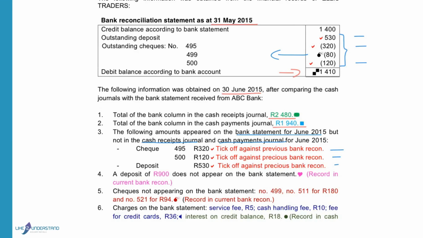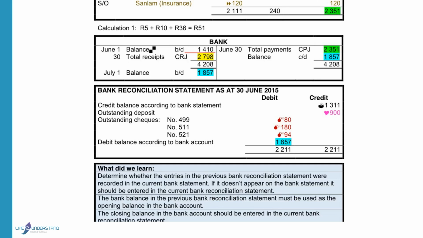If we look at number 4, a deposit does not appear on the bank statement. That means that we've already recorded it in the journals, but the bank will only record it in the next bank statement. So in the bank Recon, we have to show this as an outstanding deposit. In the bank reconciliation, we will show that there's an outstanding deposit of 900 Rand.